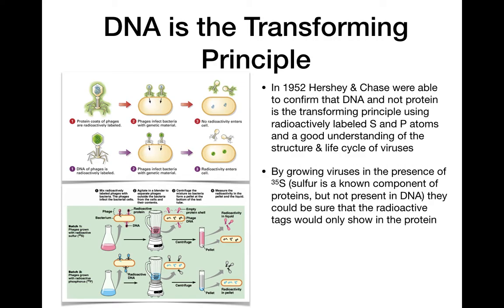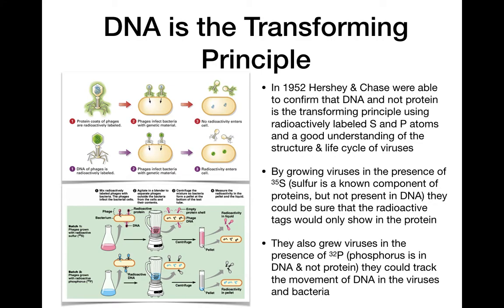So what they did is they grew viruses in the presence of S35. We know that sulfur is present in some proteins. One of the amino acids, cysteine, contains sulfur, but it's not present anywhere in DNA. And this works because they knew that the structure of viruses was mostly just DNA and protein, where the outer shell of the virus is protein, and of course inside is the DNA. So they grew the viruses in the presence of S35, so the radioactive tag would only show in protein, not in DNA.